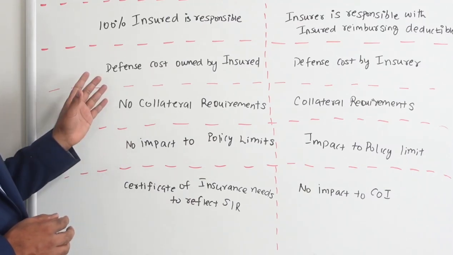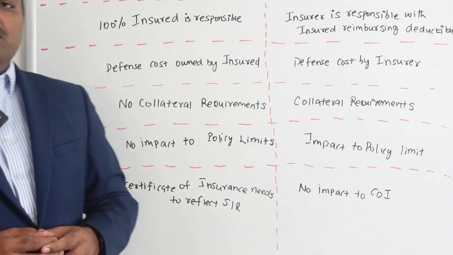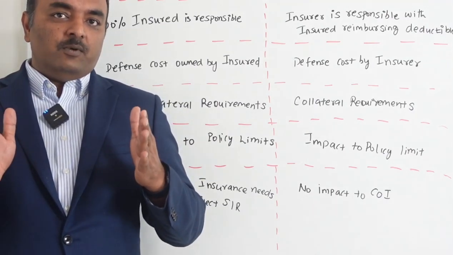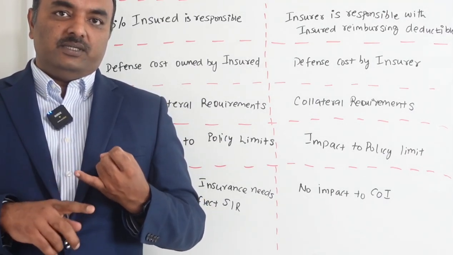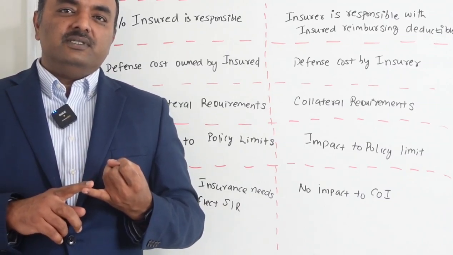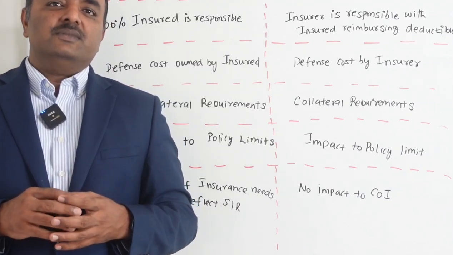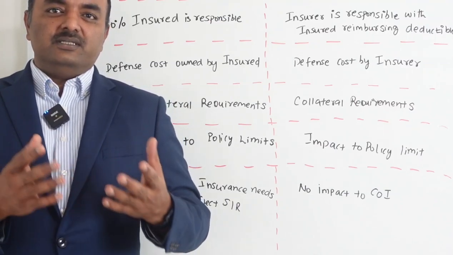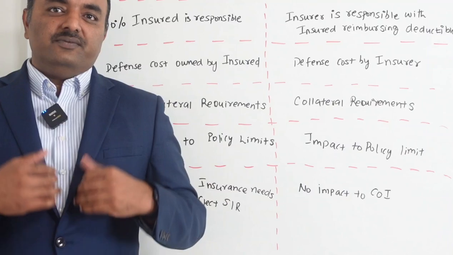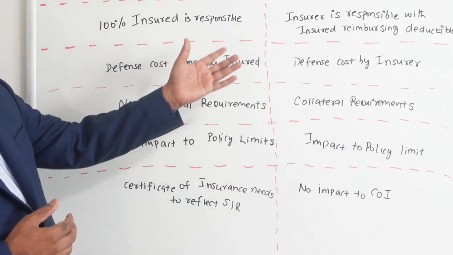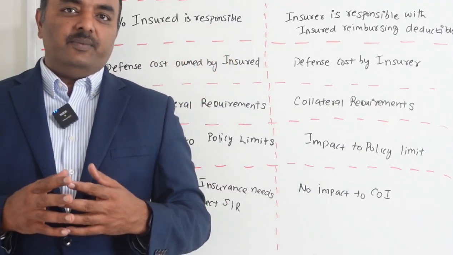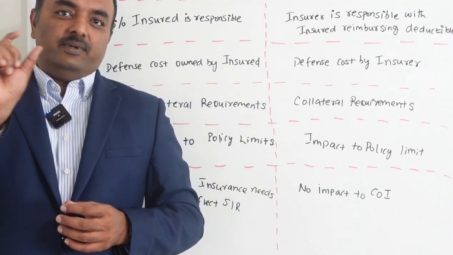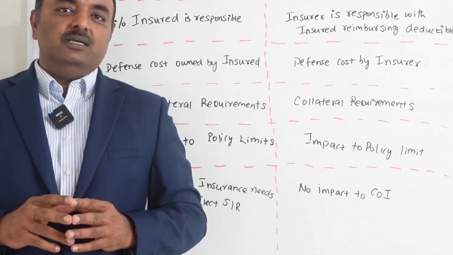Now the second difference is defense cost, right? As I told you, when it comes to self-insured retention, until that amount is satisfied, everything is owned by the customer, including defense cost. Defense cost is like, if there is a lawsuit, the insurance company or customer has to have somebody represent them to attend this lawsuit, right? Defend them. Whereas in deductible, the defense cost will also be taken care of by the insurance company. All that they have to do is collect that flat deductible amount. Everything else will be owned by the insurance company.